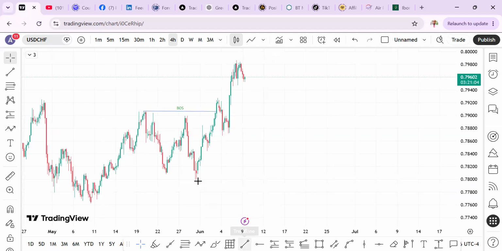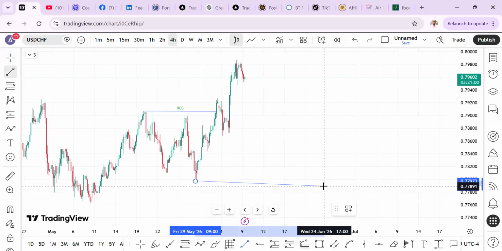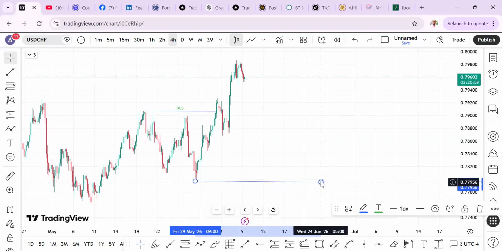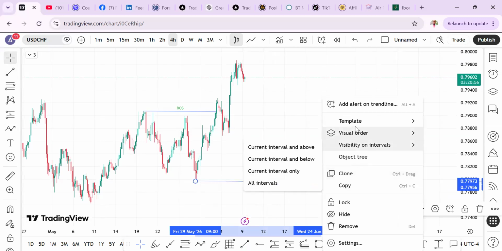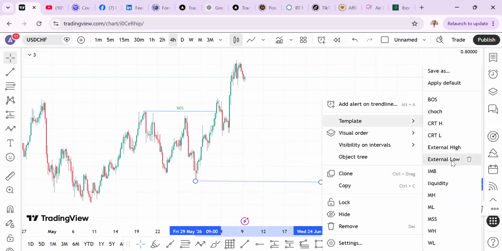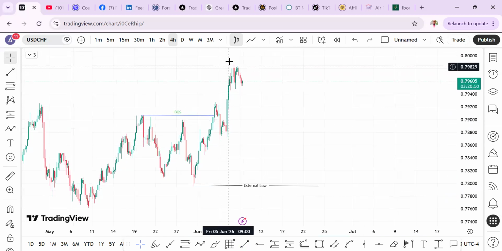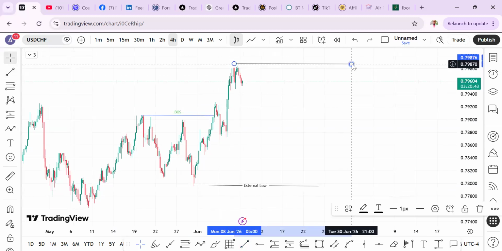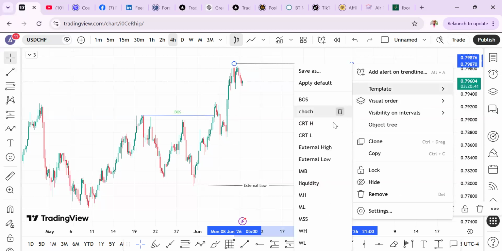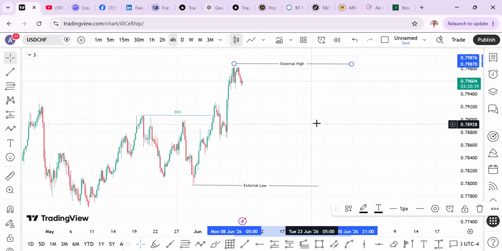This is the low, the last low that caused what? That high. I label it with what? External low. Now, this now becomes what? My external high. You can see how simplified this is.